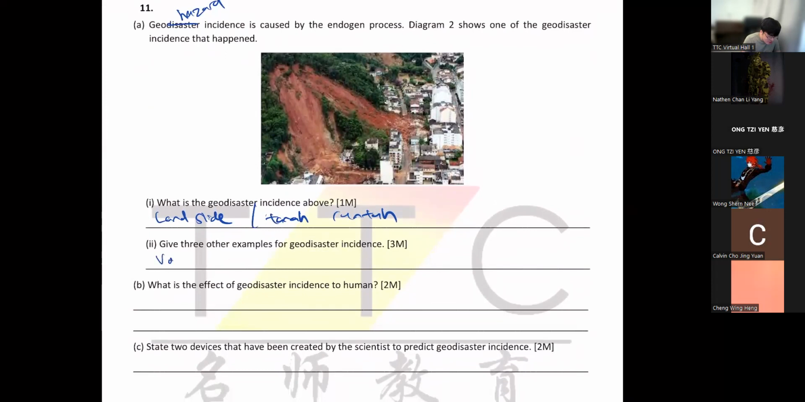Right. 3 examples of geo disaster. You have your volcanism, volcanisma in BM with an E. You have tsunami, okay, tsunami, earthquake, gempa bumi.